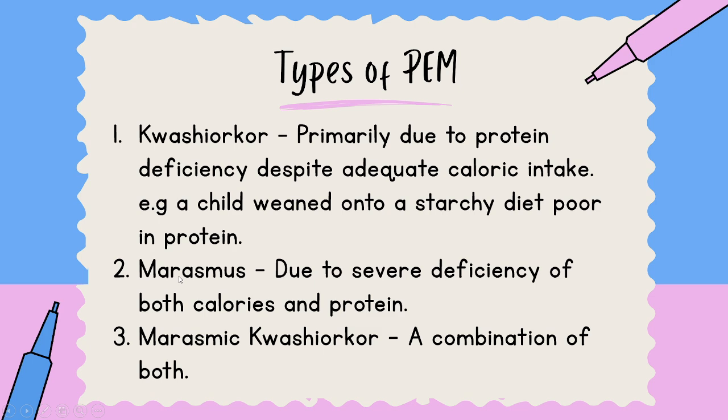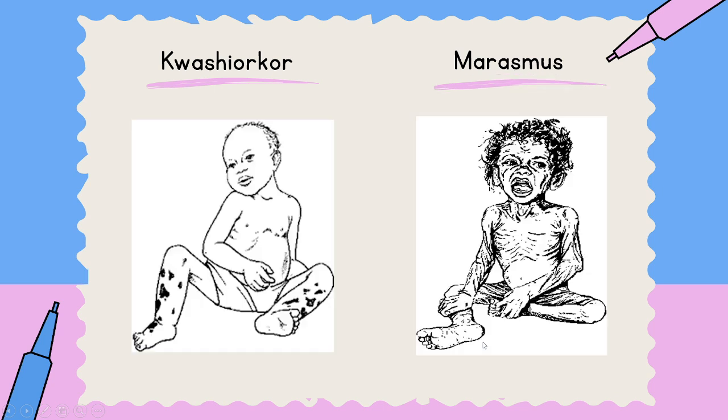The second type of protein energy malnutrition is marasmus, which is due to severe deficiency of both calories and proteins. The third category is marasmic kwashiorkor, which is a combination of both. And this is a child with kwashiorkor versus a child with marasmus.